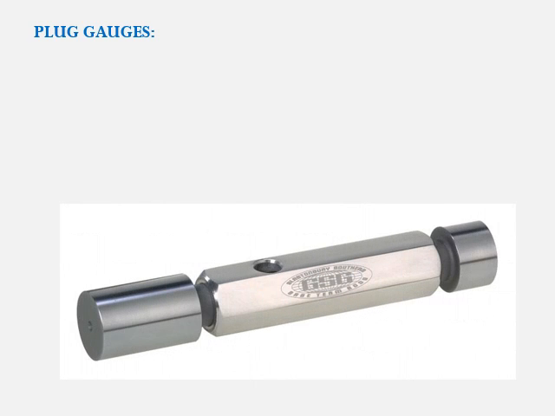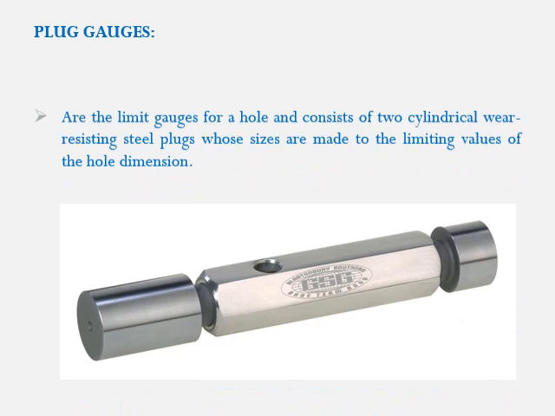components. This is a plain plug gauge, a kind of gauge which is generally used for checking the minimum limit as well as the maximum limit of a hole. Always plug gauges, plain plug gauges, are used for checking holes. Snap gauges are used for checking the shafts.